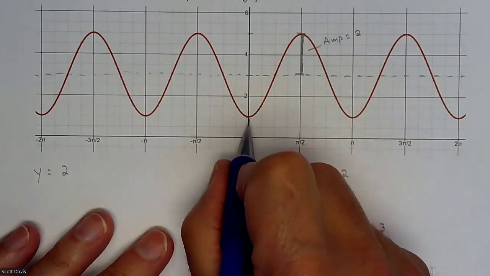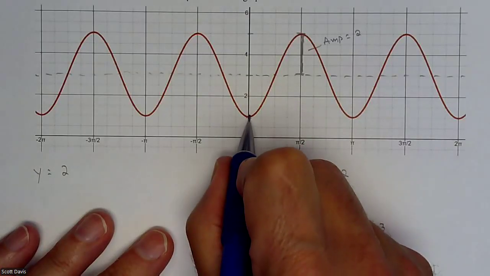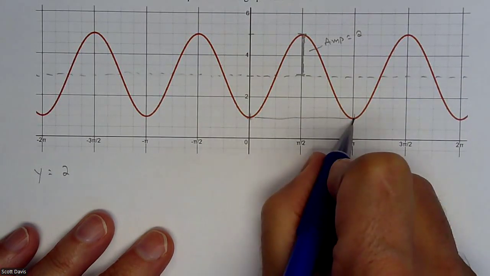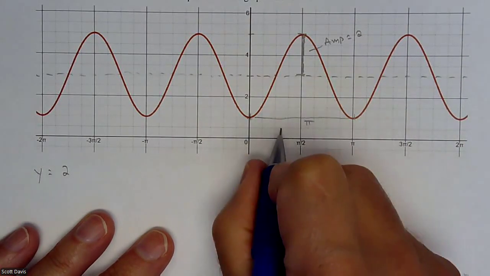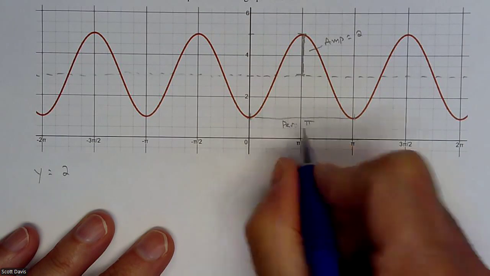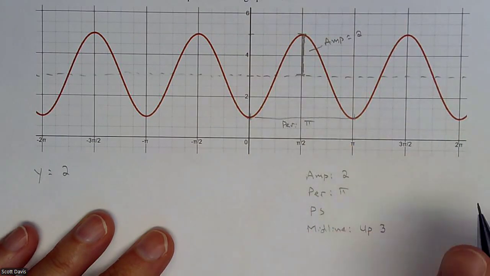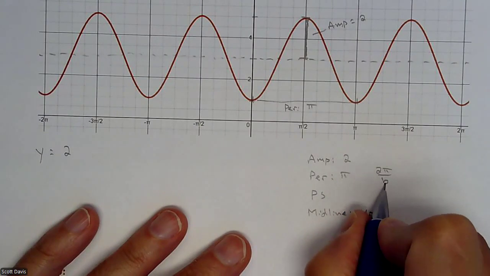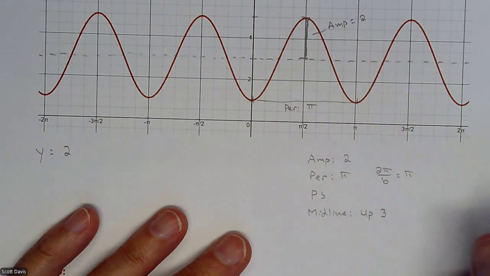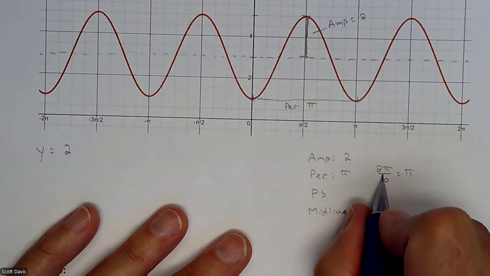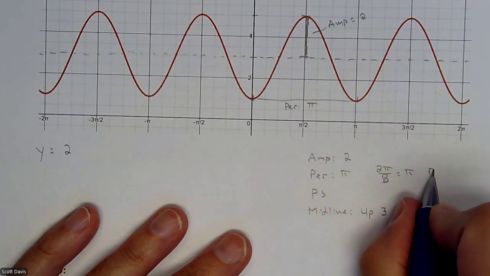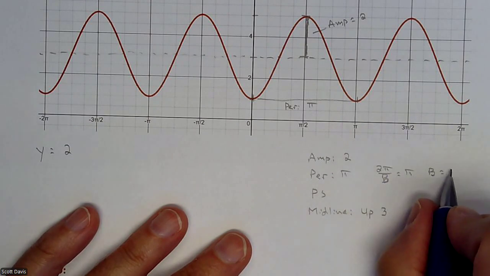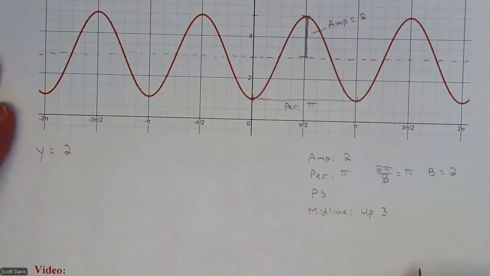The period: I'm just going to go from a low point to a low point. So from here to here, that distance is pi for our period, which is great, except what we need to figure out is that our formula is 2 pi over b equals our period. And so our b value would need to be a 2. 2 divided by 2 is going to get you the 1.